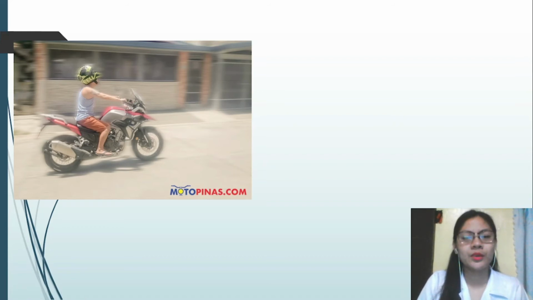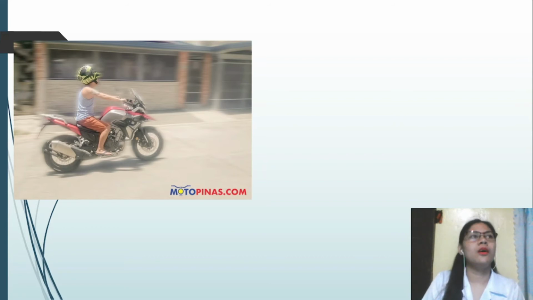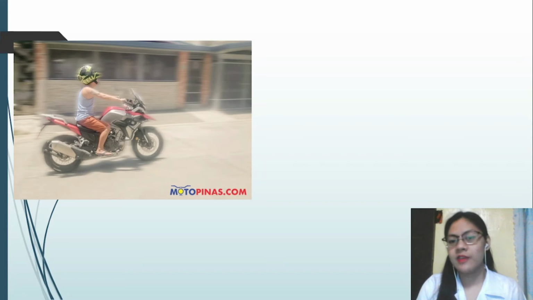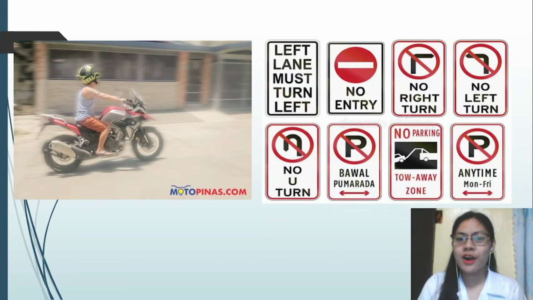What else can you think of, or another example of pictures regarding violations? Okay, someone answered traffic violations. Here are some examples of traffic violations. These are the don'ts. Yes, these are the don'ts. No entry, no right turn, no left turn, no U-turn, bawal pumarada, no parking. This is a tow-away zone, and no parking anytime from Monday to Friday. Thank you for your examples. That is very good. You did a good job.